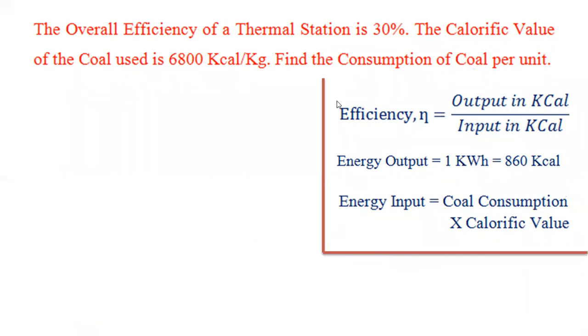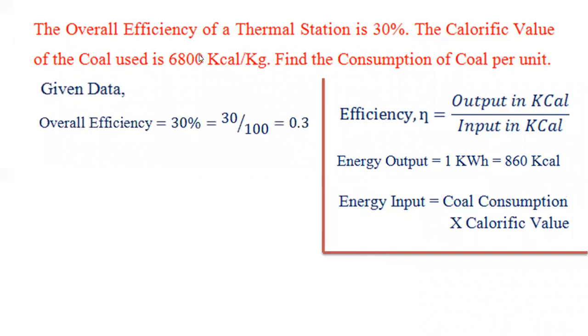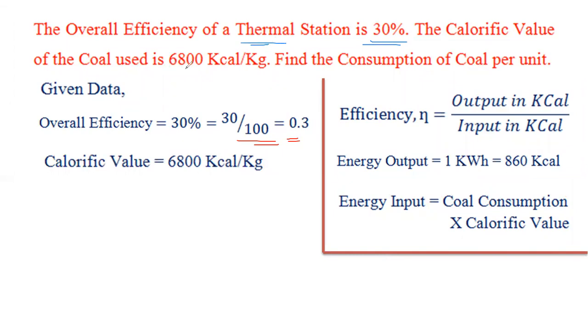Now you can observe here, the given data in the problem is the overall efficiency of 30%, that is 30 by 100, we get 0.3. The next parameter given is the calorific value of the fuel in the thermal power plant. The fuel we are using is coal, and the calorific value is 6800 kilocalorie per kg.